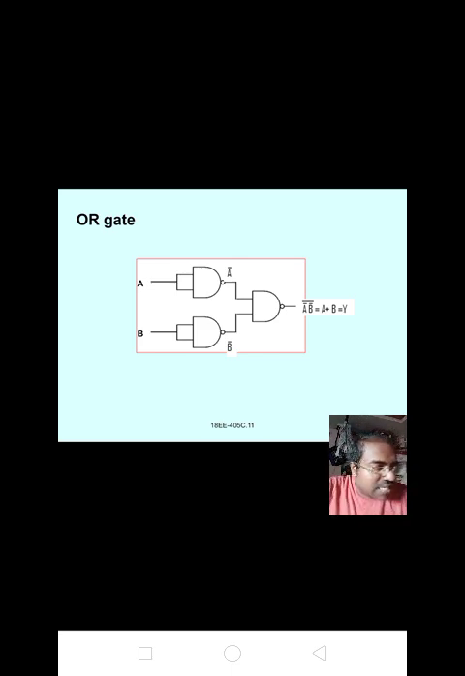By using this NAND gate, we can generate the basic gates, that is, the NOT gate, next the AND gate and OR gate. Okay, most important question. Please draw the diagrams in your notebook.